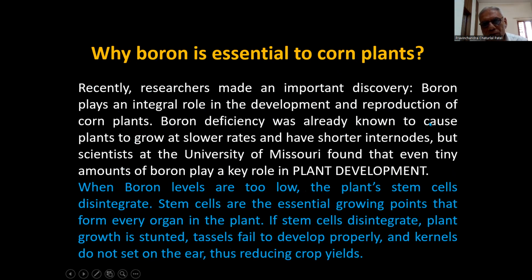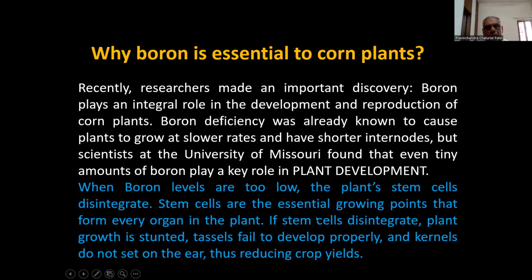Boron deficiency was already known to cause plants to grow at slower rates and have shorter internodes, but scientists at the University of Missouri found that even tiny amounts of boron play a key role in plant development. When boron levels are too low, the plant stem cell disintegrates. Stem cells are the essential growing point that forms every organ in the plant. If stem cells disintegrate, plant growth is stunted, the tassel fails to develop properly, and kernels do not set on the ear, thus reducing the crop yield.